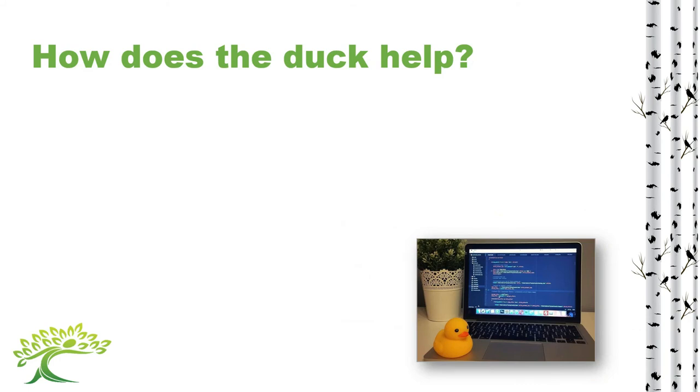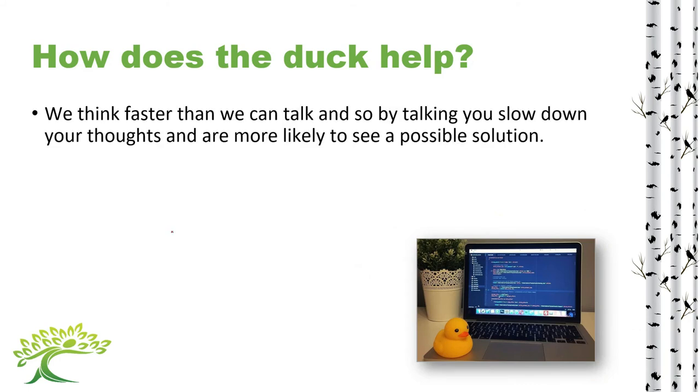Now, how does the duck help? Well, the duck helps because, as you can see, we've got this computer here and there's a duck on it. And as it says here, as humans, we think faster when we talk. And by talking, what happens? You slow down your thoughts, and then you're more likely to see what the problem is. And those of you that are thinking ahead might think, well, I can see what's going to happen here.